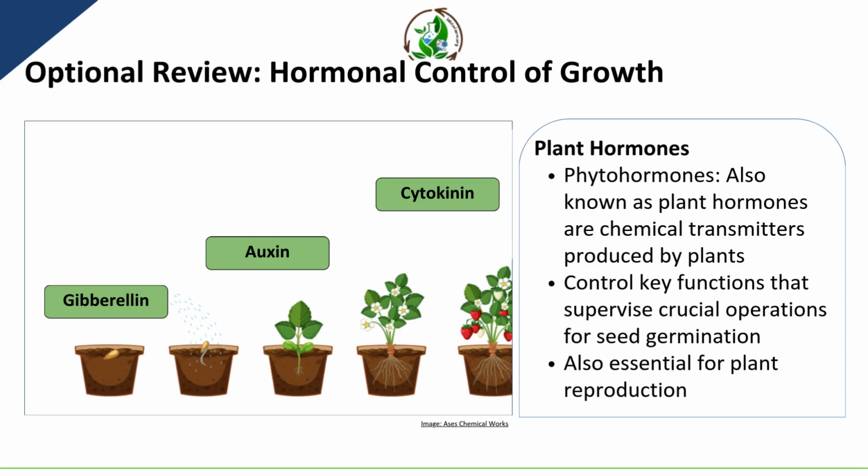Gibberellins are important for seed germination and also help with fruit development and flowering. Cytokinins promote cell division, which is crucial for overall growth and maturity. Auxins help regulate flowering, direct root and shoot growth, and even help fruits develop. So whenever you see a seed sprout, a fruit ripen, or a flower bloom, you're watching plant hormones at work.